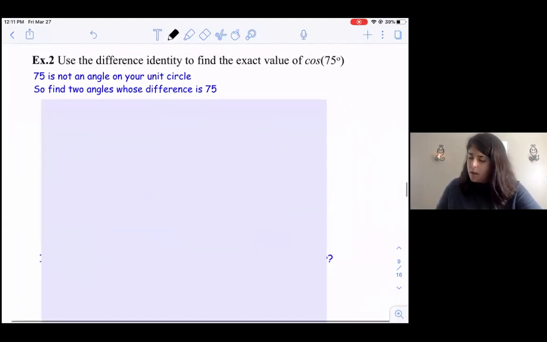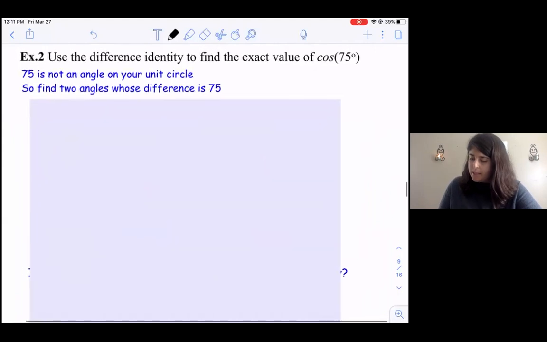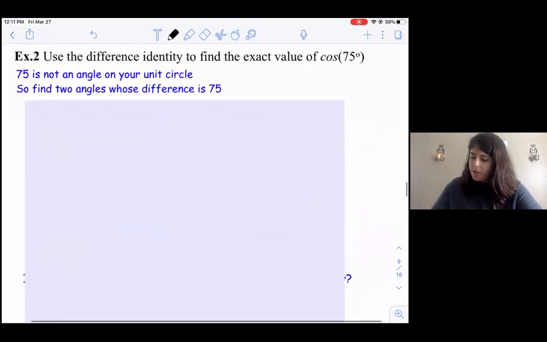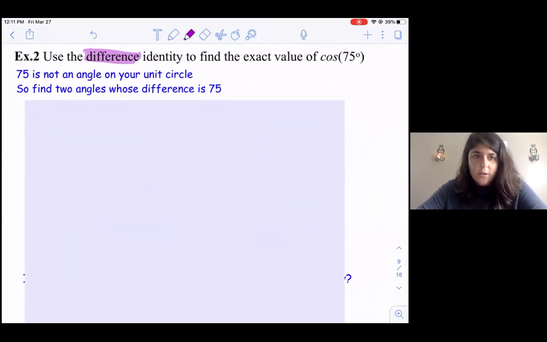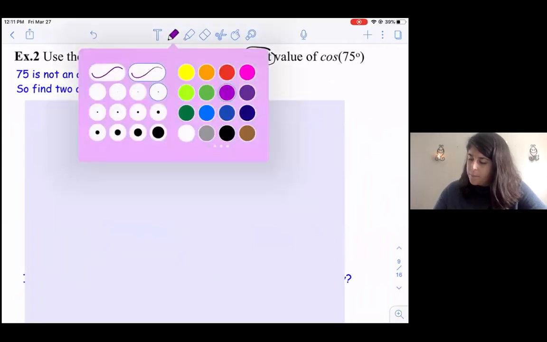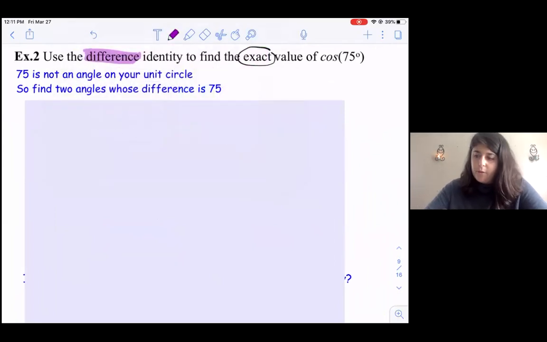All right, so this one may seem like it's the same, but it says use the difference identity. That means instead of adding 2 angles, we're going to be subtracting 2 angles. So we're finding the exact value. Exact means no decimals, so you're not using your calculator, of cosine of 75.